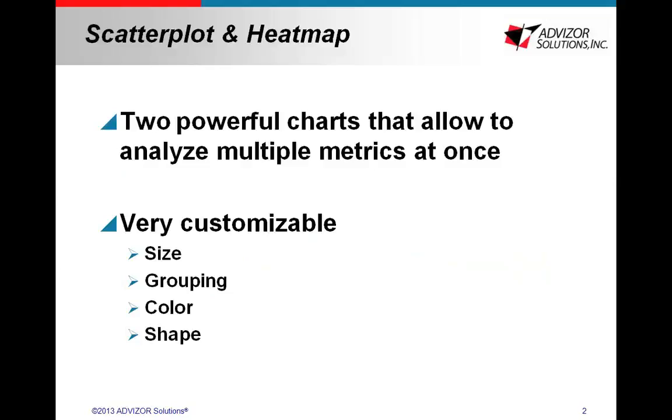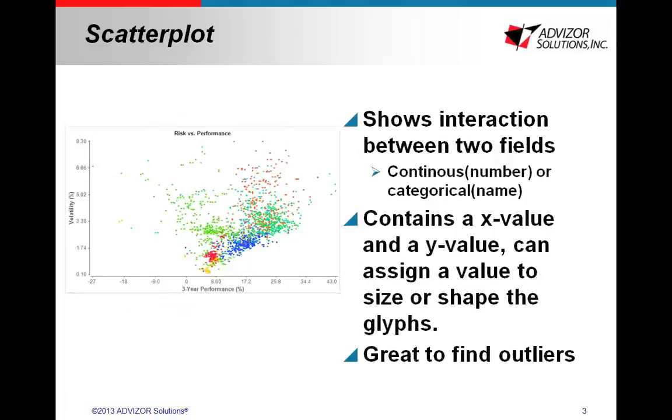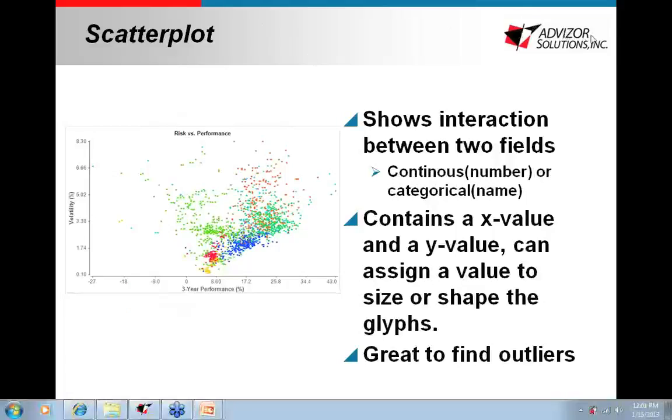So the Scatterplot and the Heatmap are two very powerful charts because they combine multiple metrics in one visualization. In addition to this, we can also customize them, have different sizes, different groupings in the case of the heat map, and in color the same thing, and then in the scatter plot we can customize even the shape of the points. So let's look first at the scatter plot a little more in detail.